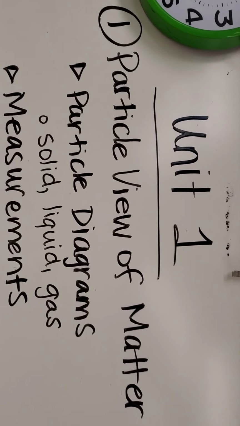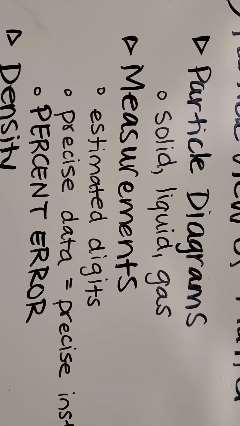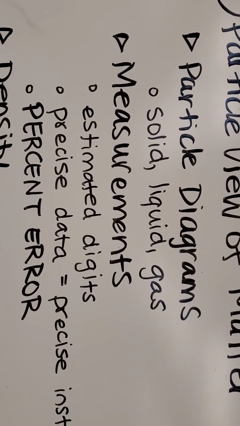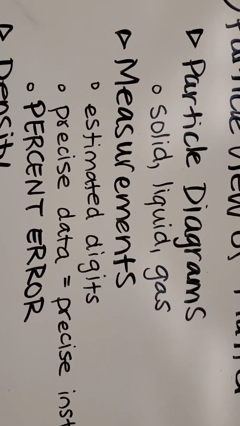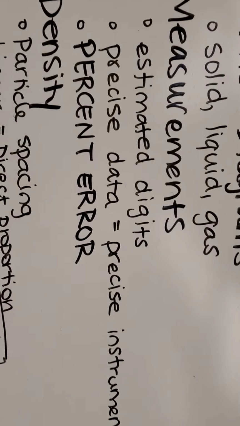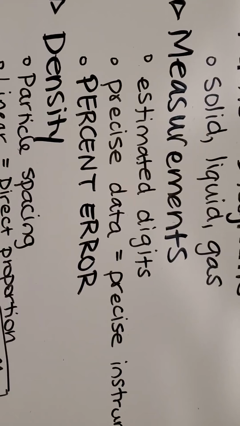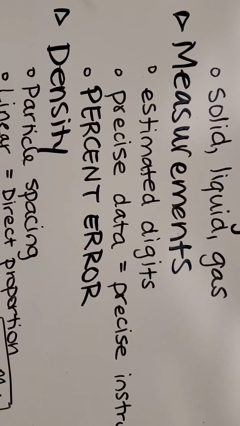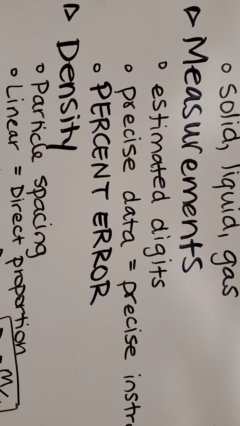That involved drawing particle diagrams, taking measurements, remembering to add that estimated digit, just one, between the markings that you can read for sure, understanding that precise data comes from precise instruments, so using the correct instrument like graduated cylinders versus beakers when it comes to measuring volume, and then being able to calculate our percent error.